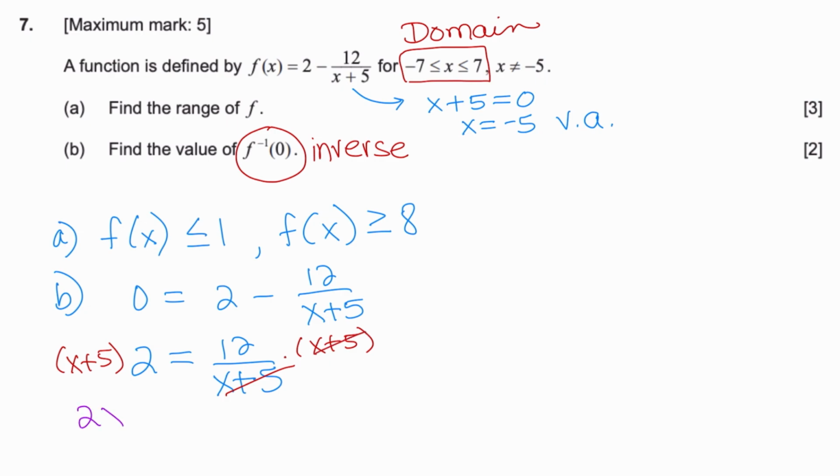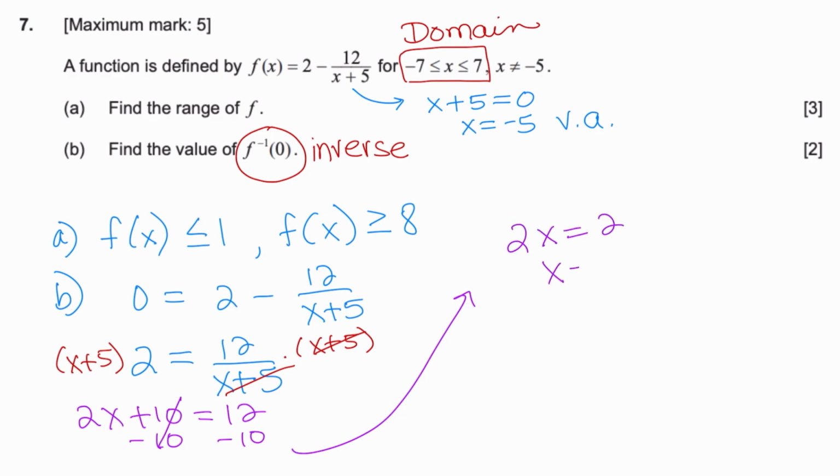Distribute. Take away 10. So 2x is equal to 2, which means x is equal to 1. This means the inverse of 0 is 1. This is something that I could also very easily find from the calculator. If you are going to use the calculator to give you the answer, you're going to have to sketch a graph so that it backs up your response.